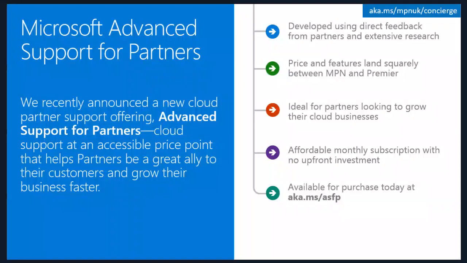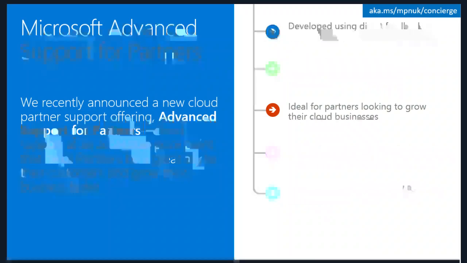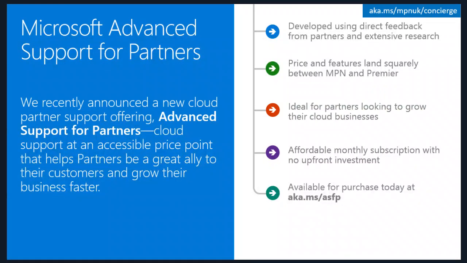So starting with advanced support for partners, as we said, this is the middle ground between MPN and Premier, and it was developed using direct feedback from partners and extensive research. This support package is ideal for partners who are looking to grow their cloud business, and it's got an affordable monthly subscription cost of $1,200 with no upfront investment. So who is it really for?